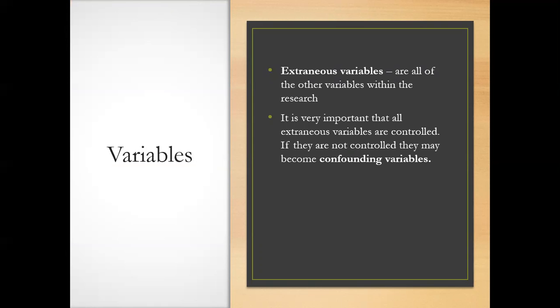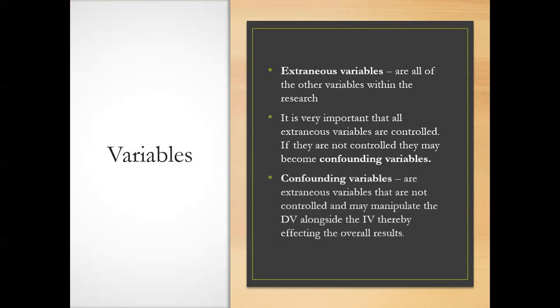So remember, extraneous variables are all the other variables except the IV and the DV in your piece of research. If these are not controlled, one of those extraneous variables could become what is now known as a confounding variable. And a confounding variable, like I've just said, is an uncontrolled extraneous variable. Now, this becomes the problem. And the reason why this is the problem is that the confounding variable might manipulate the DV, so the dependent variable, alongside the IV, therefore affecting the overall results.